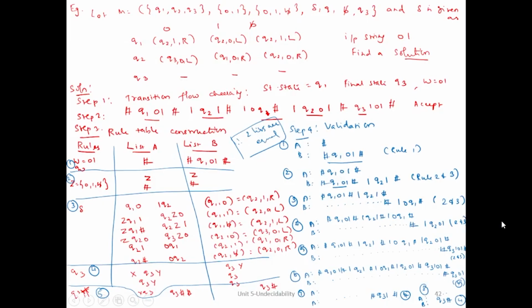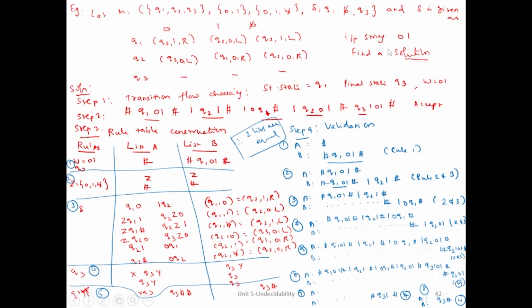Welcome to TOC class. Here there is a problem for conversion of MPCP to PCP. They will give the question like this, that M is equal to 7 tuple values: Q, sigma, tape symbols tau, tilde. So tilde is given in a tabular format, and the starting state is Q1, the tape symbol is blank space, and the final state is Q3. They will give the tilde value and they will give the input string 0, 1.